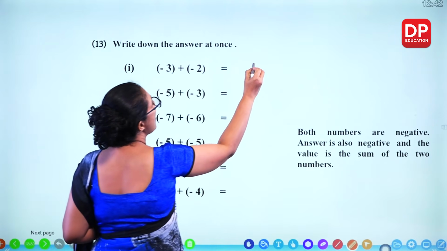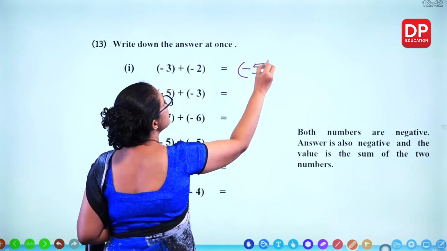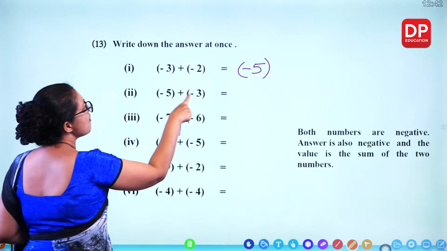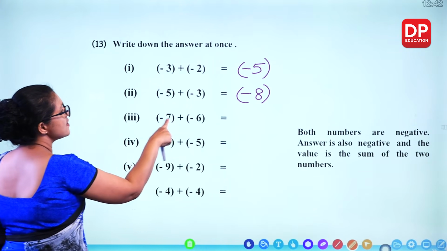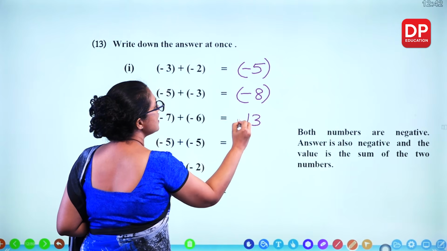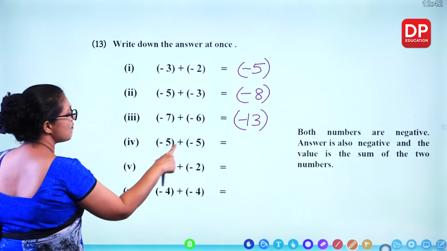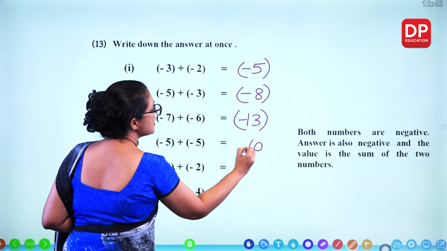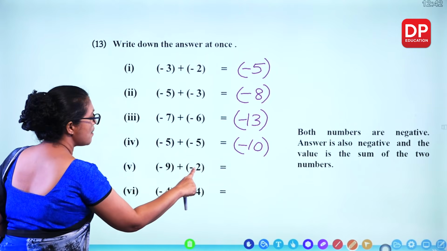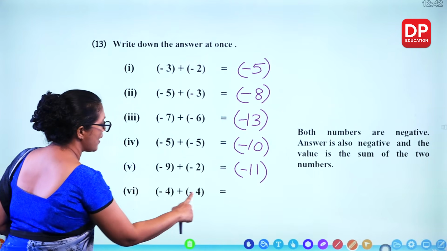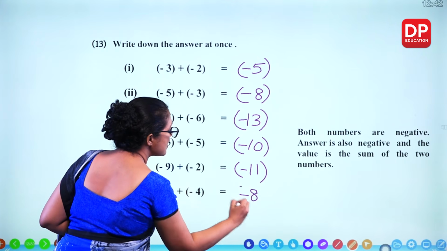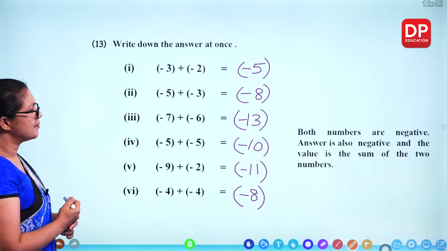3 plus 2, 5, but the sign is negative. 5 and 3, 8, here negative. 7 plus 6, 13, negative 13. 5 and 5, 10, that's negative 10. 9 plus 2, 11, that's negative 11. And 4 plus 4, 8, that's negative 8.